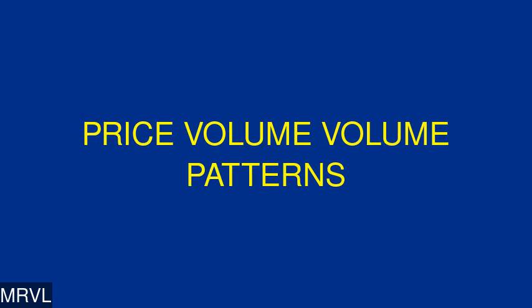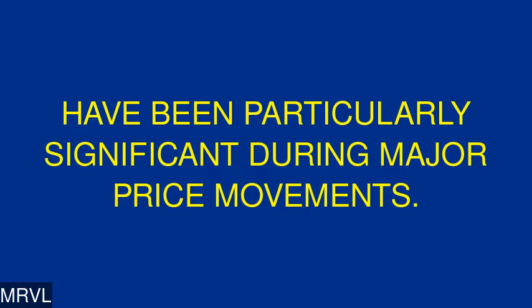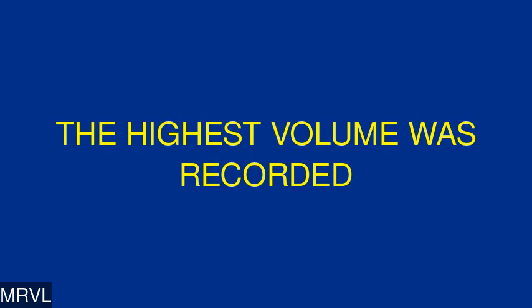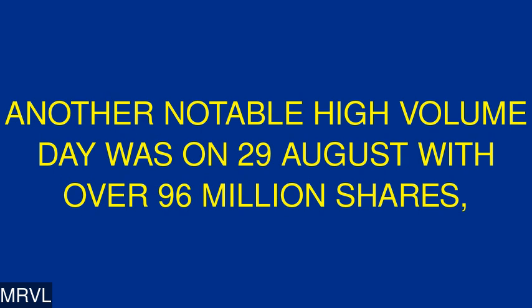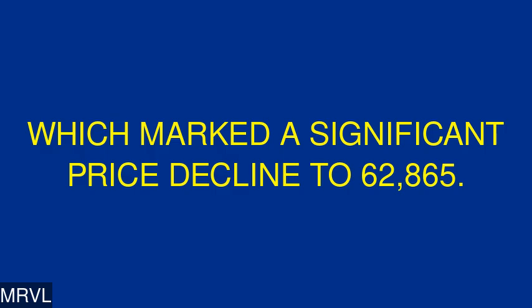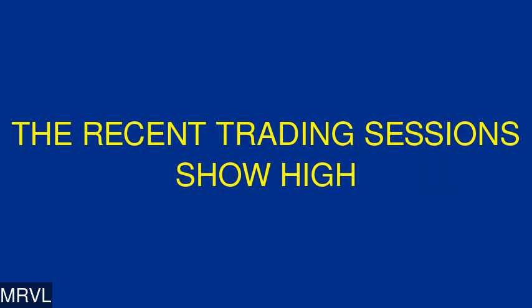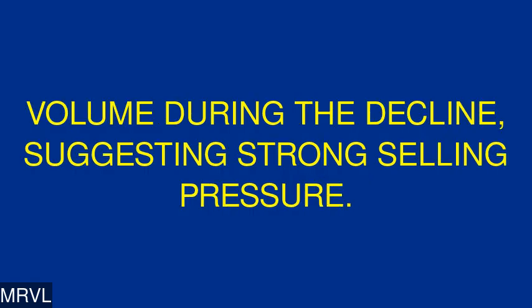Price volume patterns have been particularly significant during major price movements. The highest volume was recorded on the 18th of June with over 55 million shares traded, coinciding with a sharp price increase. Another notable high-volume day was on the 29th of August with over 96 million shares, which marked a significant price decline to 62.865. The recent trading sessions show high volume during the decline, suggesting strong selling pressure.